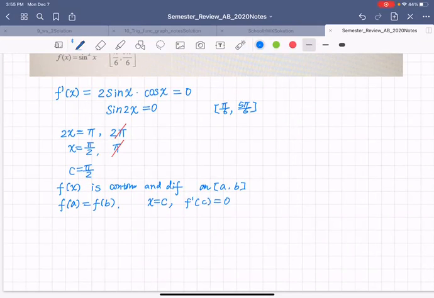So you make your f prime x equal to 0 and solve it, and make sure you choose the one between this interval. Or maybe two, it depends on what interval they give to you. Make sense now?